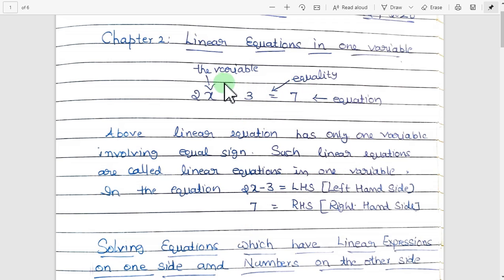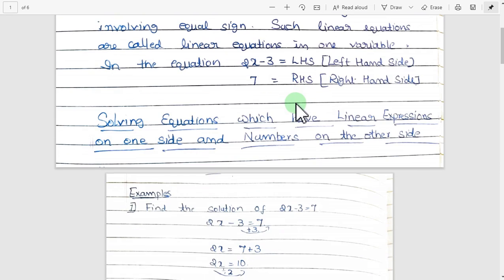So here two parts are there, the left hand side of the equal sign and the right hand side of the equal sign. The left hand side contains a linear expression, that is 2x minus 3, and the right hand side contains a number or constant, that is 7. So 2x minus 3 is on the left hand side, 7 is on the right hand side. These are the two parts of the equation.